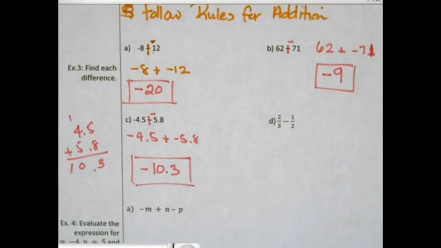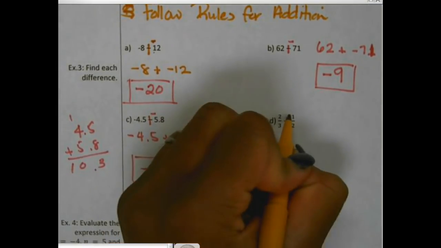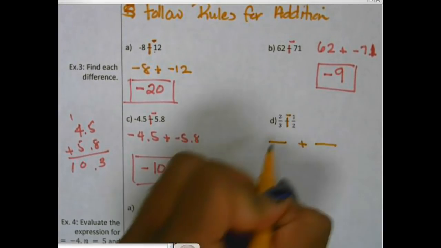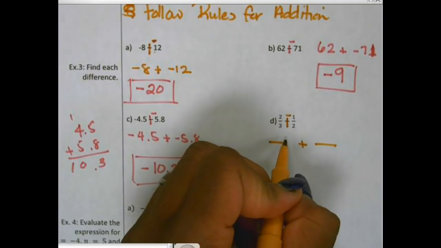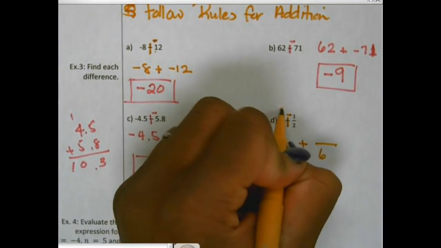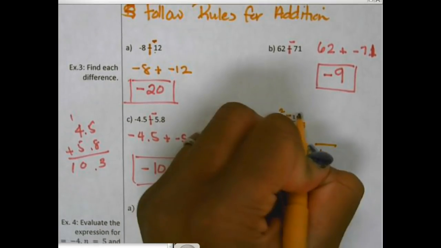All right, 2/3 minus 1/2. Beautiful people. Last fraction action for now. Add the opposite. Now I need a common denominator. What is it for 3 and 2? I believe it is 6. So for this one, I'm going to multiply by 2. Little review for us. And I'm going to multiply by 3.